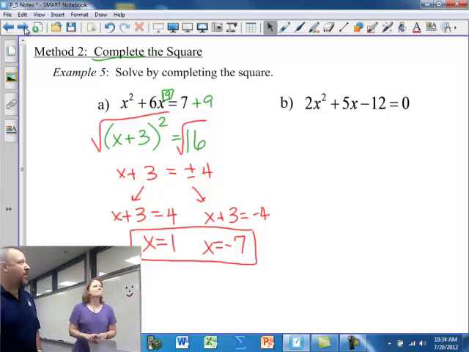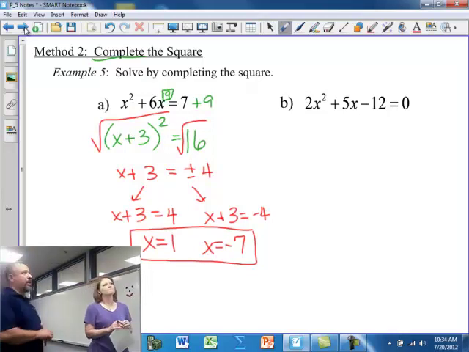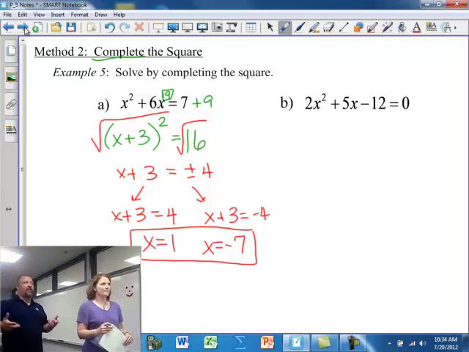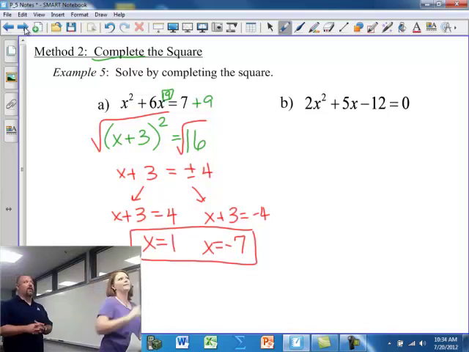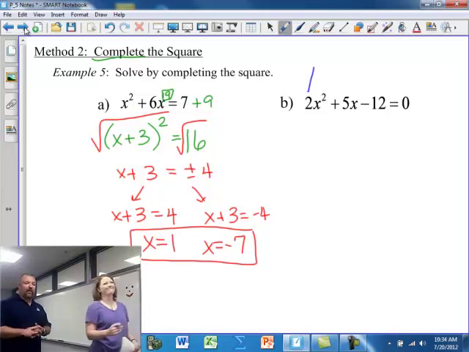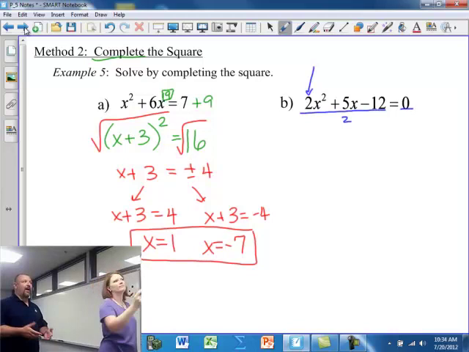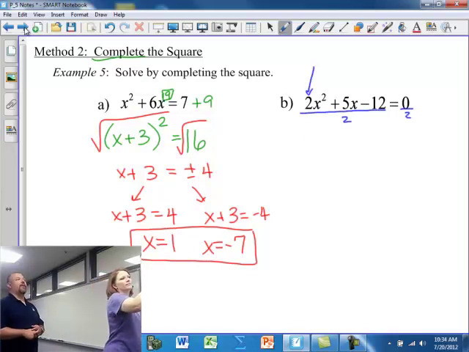Now, letter B is a little different from letter A. Letter B has a number in front of x squared, and part of the completing the square process only works if the coefficient of x squared is a 1. And when it's not a 1, we make it a 1 by dividing everything in the problem, including the other side, by that coefficient. So we're going to divide everything in this problem by 2, and we're going to leave things as fractions if possible.